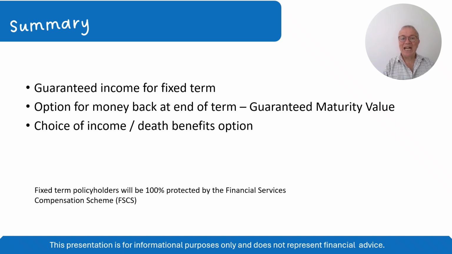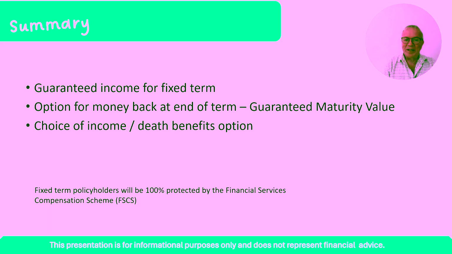So in summary, guaranteed income for a fixed term, option for money back at the end of the term, that's the guaranteed maturity value, and you have a choice of income and death benefit options. Just like lifetime annuities, fixed terms are covered by the Financial Services Compensation Scheme, so they're 100% protected.